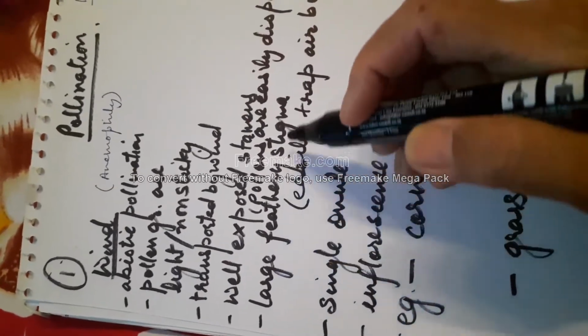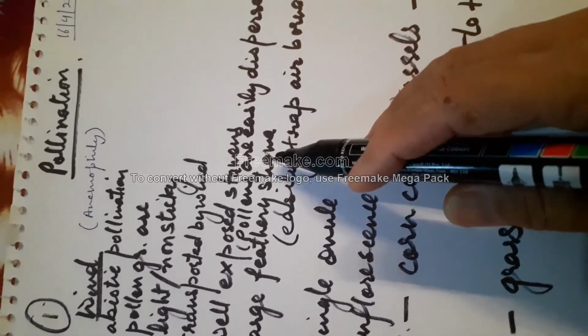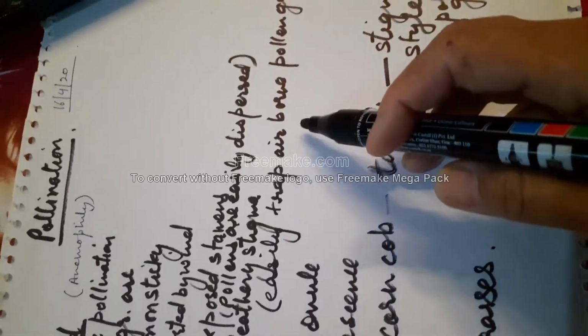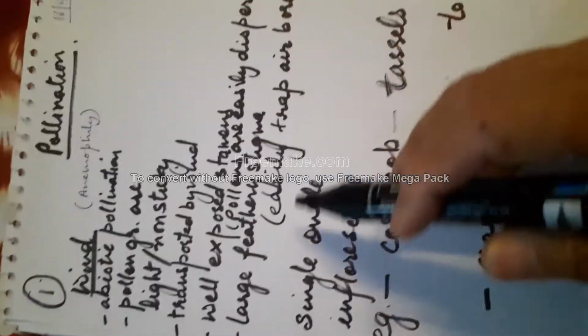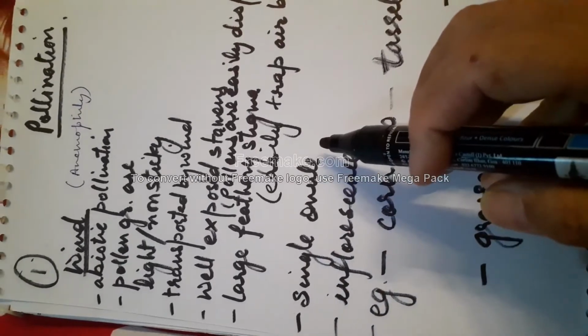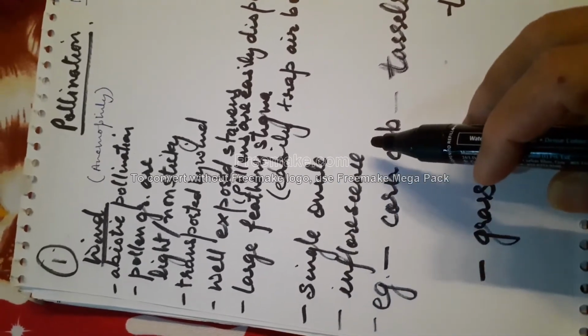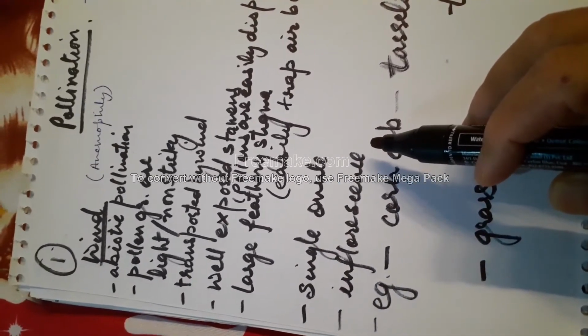They have a large feathery stigma. Why do they have a large feathery stigma? Because they can easily trap airborne pollen grains. They have a single ovule, and most of the flowers are combined together in the form of an inflorescence.